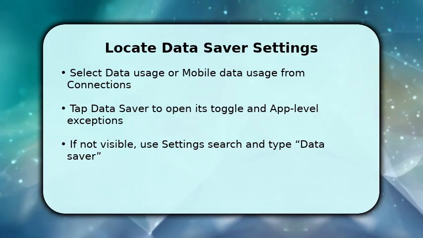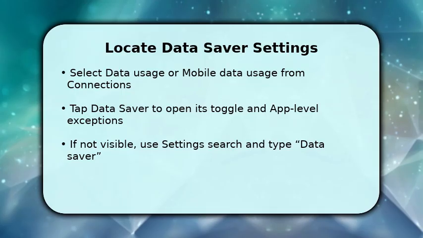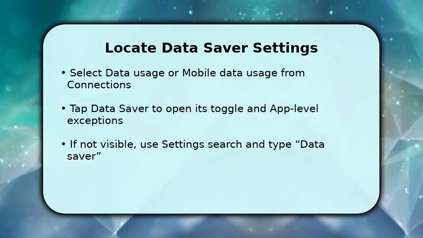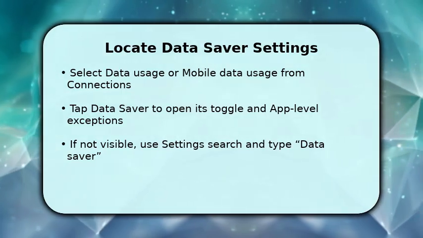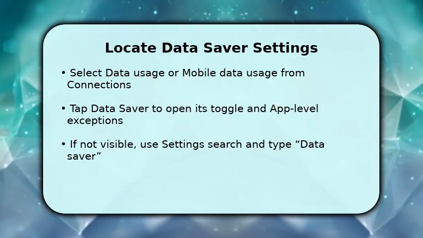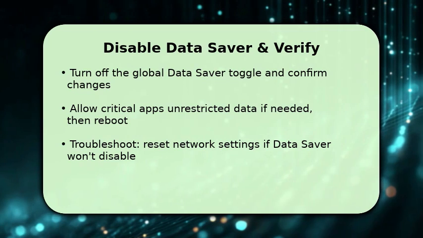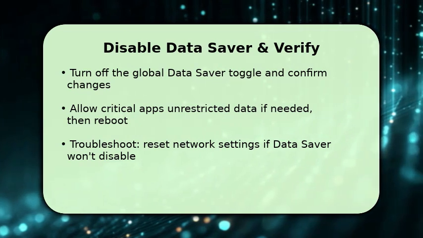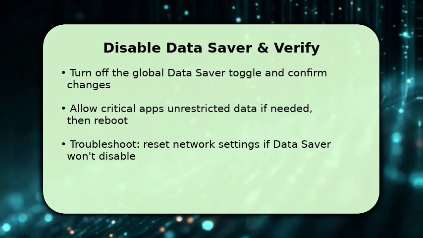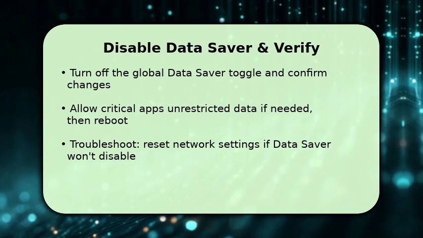If your phone organizes menus differently, use the magnifying glass in Settings, type Data Saver, and jump directly to the same controls. Flip the Global Data Saver toggle off. You'll immediately restore background data for most apps. Make sure to check the app exceptions. Set critical apps to allowed so they resume syncing.